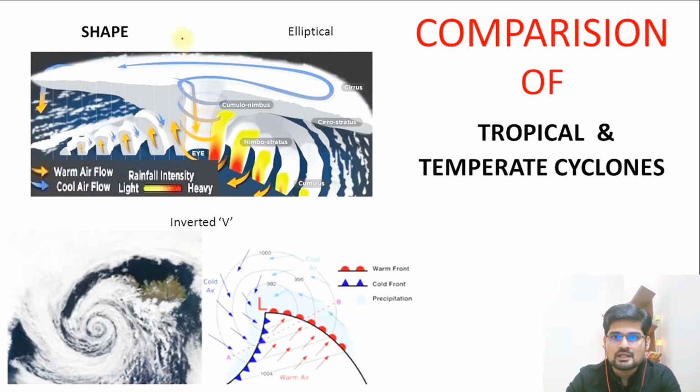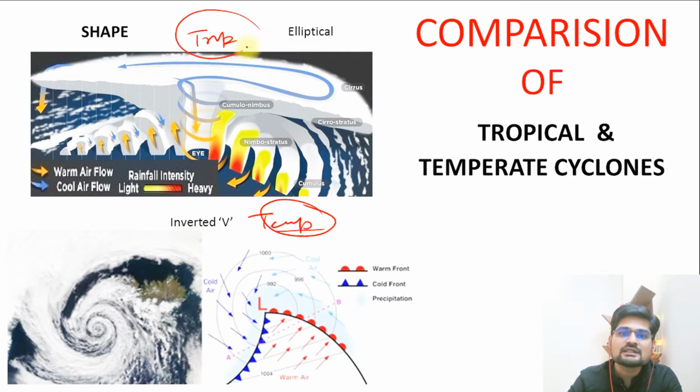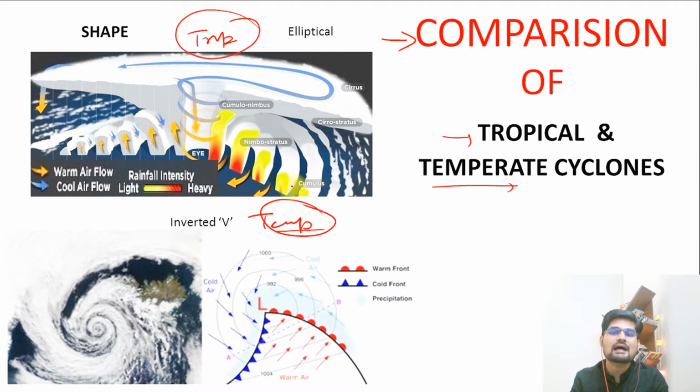In the previous lecture, we have learnt about the tropical cyclones and the temperate cyclones. Now it's time that we do this comparative analysis of tropical and temperate cyclones. What will this comparison be about? It's about their origin, their formation, their characteristics, all these things which have to be compared. By comparison of tropical and temperate cyclones, you'll be able to understand the concept a little better. So let's understand this comparison.